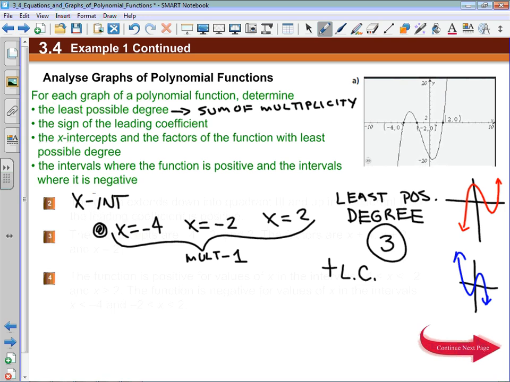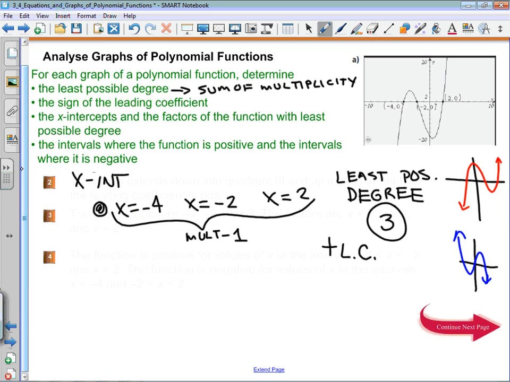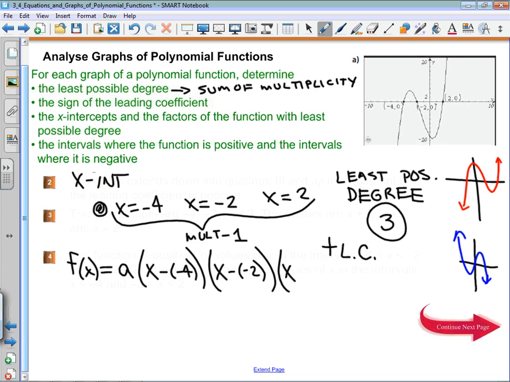All right, so the x-intercepts and the factors of the function with least possible degrees. I've already identified the x-intercepts, and I want to write it out that what that means is that this function, again, a vertical stretch is possible, we could write this as x minus -4, because -4 would make that 0, x minus -2, because -2 would make that 0, and then finally x minus 2.